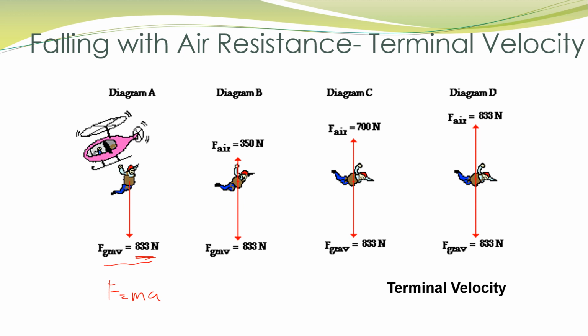But as his velocity increases, the force of drag starts to increase and increase and increase until they're equal to each other. So we can say the net force is positive 833 minus 833, which is 0 newtons, which means at terminal velocity acceleration is now 0.